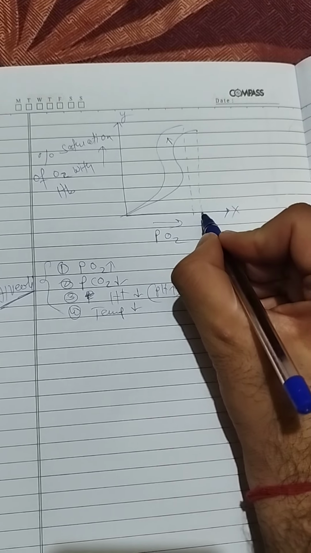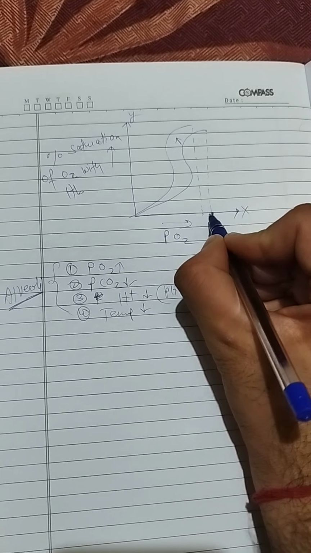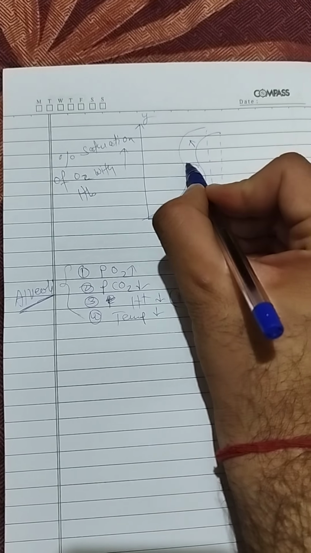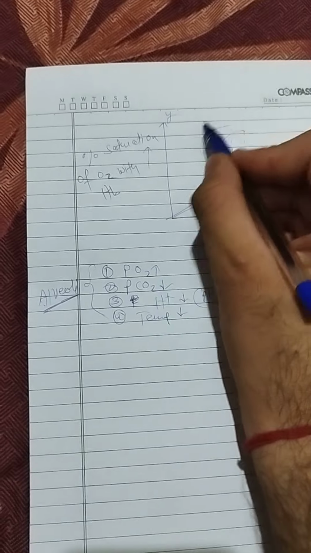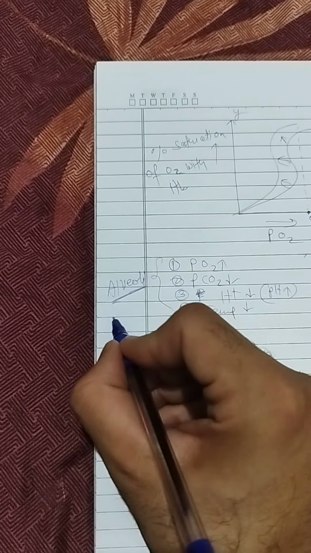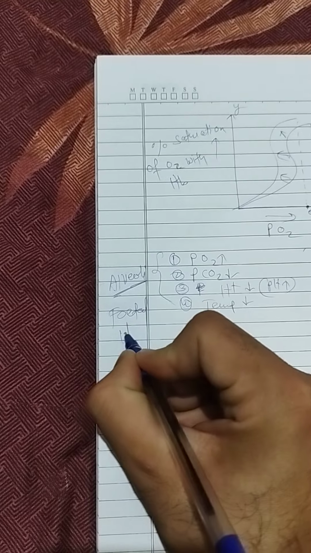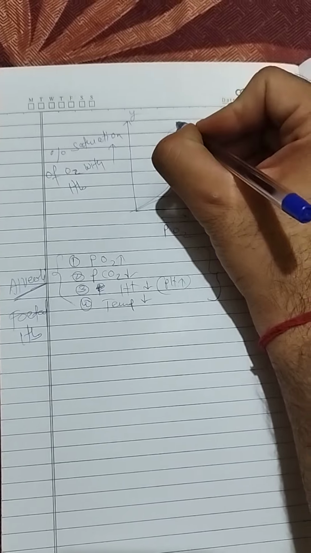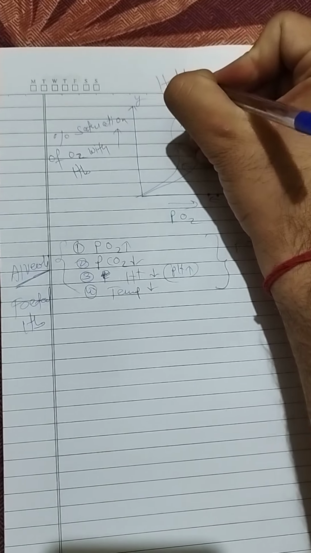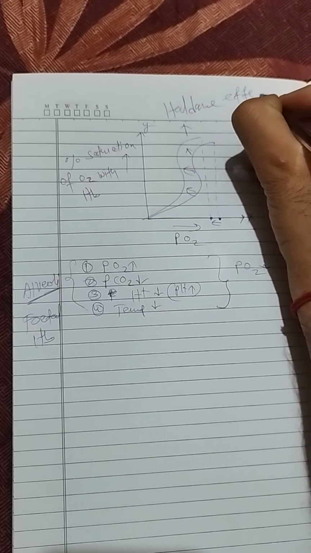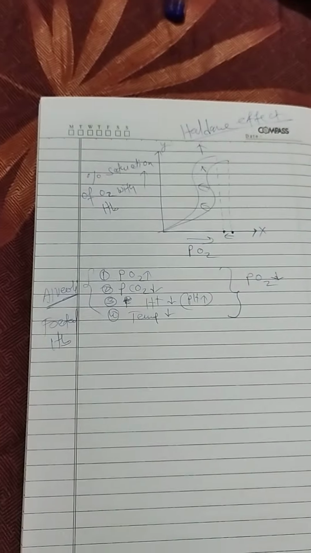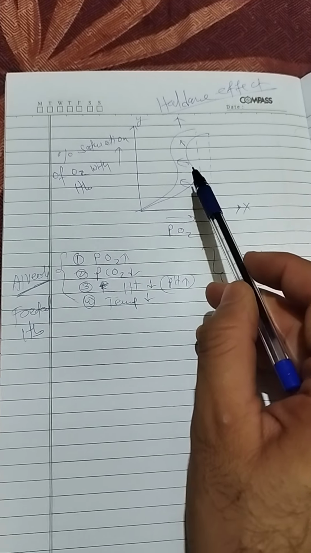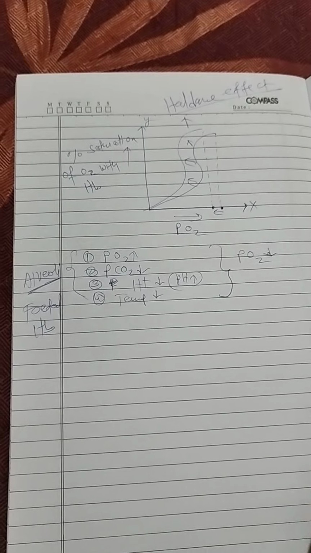See, earlier the partial pressure of oxygen was at this point. Now it came to this point. Why? Because this curve got shifted toward the left direction. So in the alveoli or fetal hemoglobin, the oxygen dissociation curve will shift toward the left direction, and this process is called the Haldane effect. So due to all these conditions, this curve will shift toward the left direction.